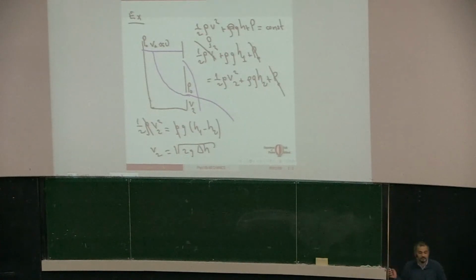This is a simple application of Bernoulli's equation to obtain the speeds over here. Now, once you have the speed, well, this is for a point hole.